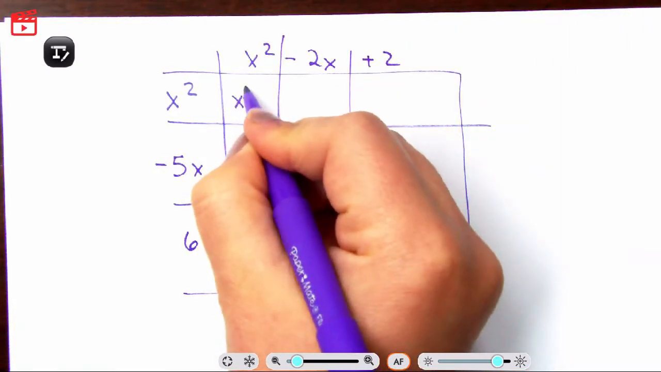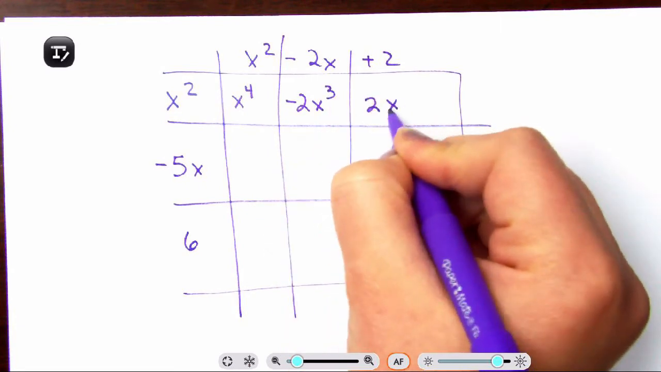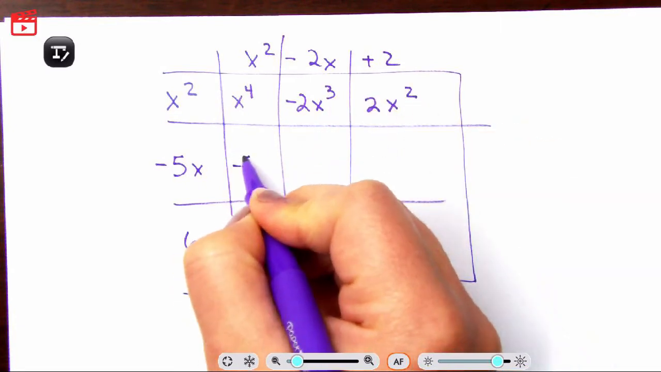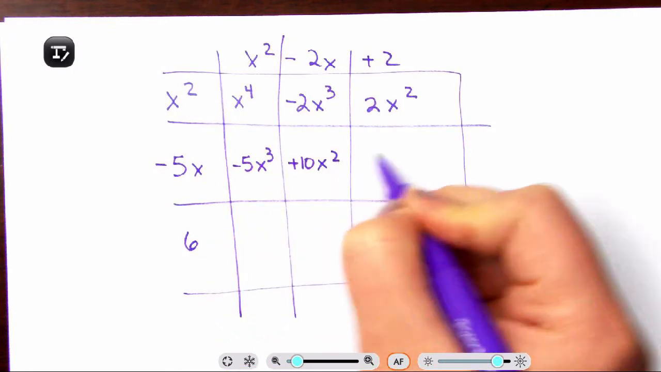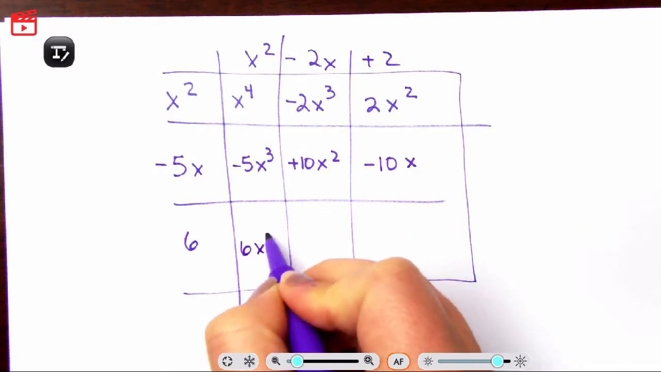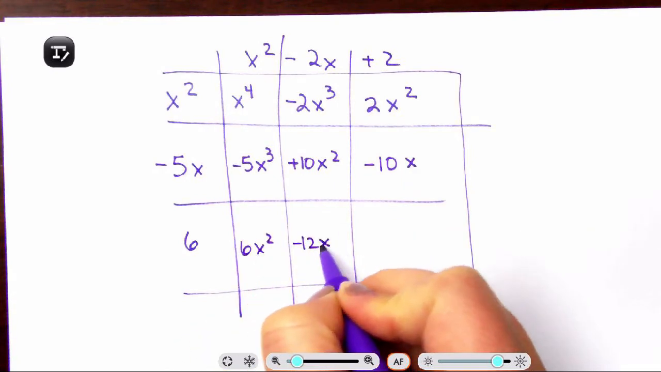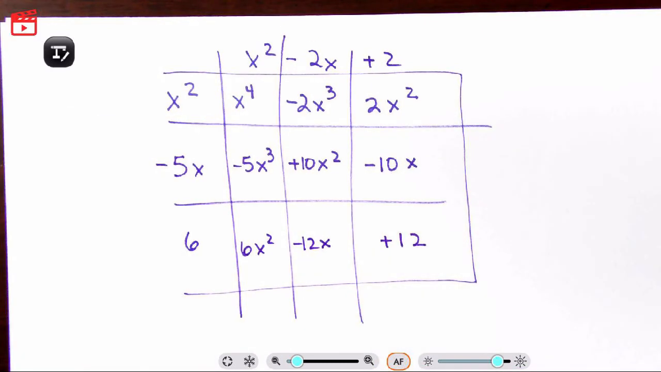This is x to the 4th. This is minus 2x cubed. This is 2x squared. This is negative 5x cubed. This is positive 10x squared. And this is negative 10x. This one here is 6x squared minus 12x plus 12. And again, we're going to simplify things out.